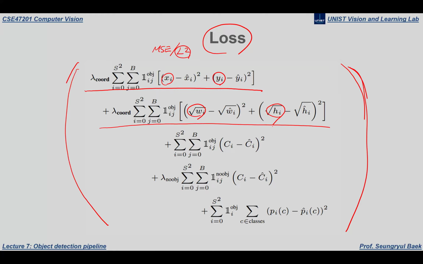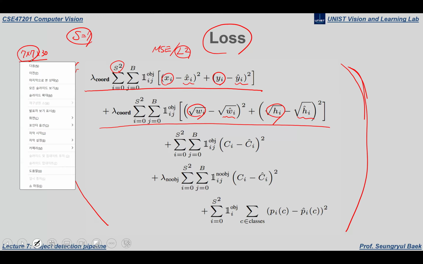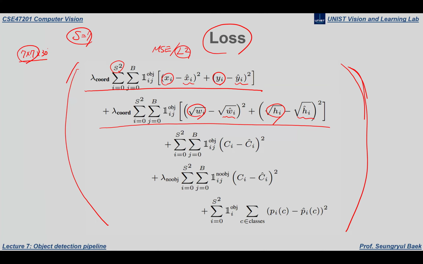Okay. And you have to notice that these kinds of losses are applied to each grid cell. This S denotes 7, so this means each grid cell. Even though I explained that the original authors use this 7 by 7, the number of grid cells can be freely changed before training, okay? Freely change it yourself before training, okay?